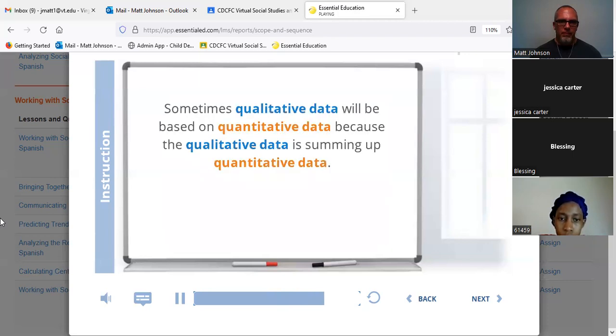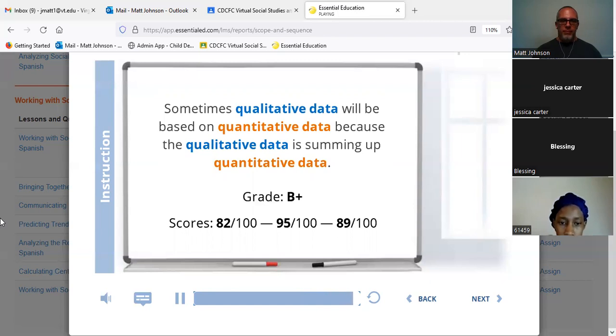Sometimes qualitative data will be based on quantitative data because the qualitative data is summing up quantitative data. I mentioned how letter grades are qualitative, right? Well, think about the number of quiz and test scores it took to earn that letter grade. They were all quantitative, but they came together for one final qualitative letter grade. Something to keep in mind.